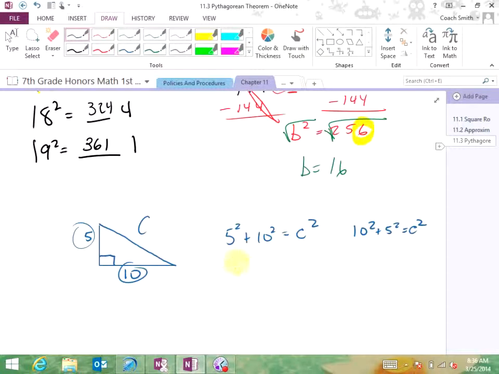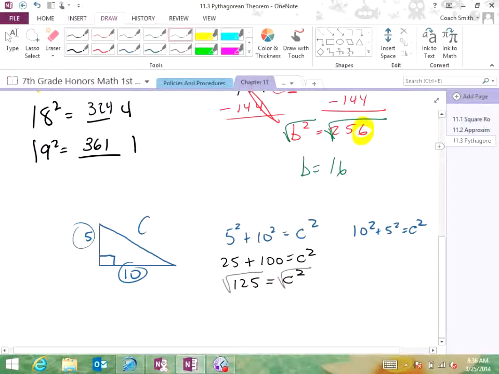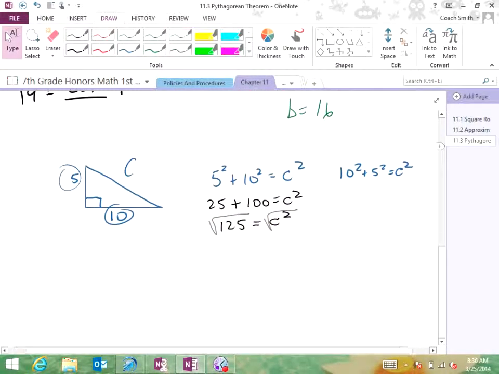as we look at this, 5 squared is 25, plus 10 squared, which is 100, equals C squared. Well, that's 125 equals C squared. So to solve that, I've got to take the square root of both sides. That leaves me a C over here, and 125, unfortunately, is not a perfect square.